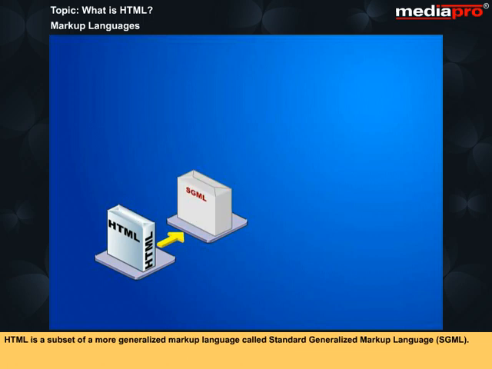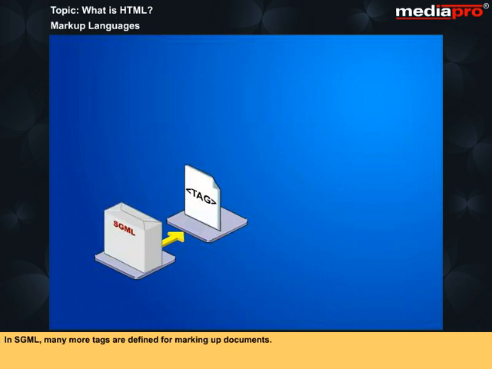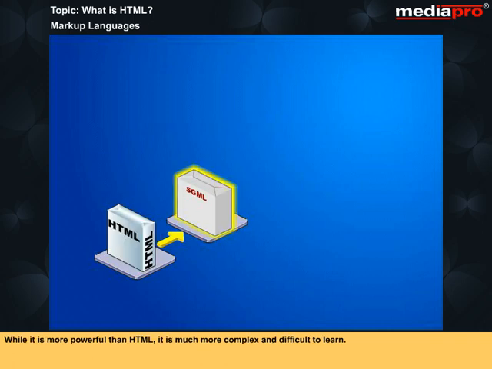HTML is a subset of a more generalized markup language called Standard Generalized Markup Language, SGML. SGML is a more powerful markup language than HTML. In SGML, many more tags are defined for marking up documents. While it is more powerful than HTML, it is much more complex and difficult to learn.